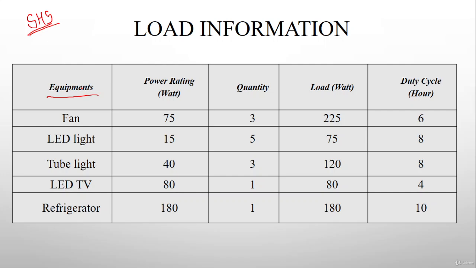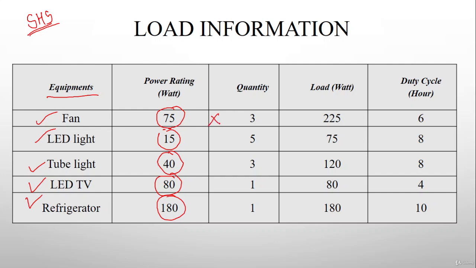In this case, the consumer is using a fan, LED TV, LED light, tube light, and a refrigerator. The fan wattage is 75, LED light wattage is 15, tube light is consuming 40 watts, LED TV is consuming 80 watts, and refrigerator is consuming 180 watts. This is the wattage of the individual equipment that the consumer is using.